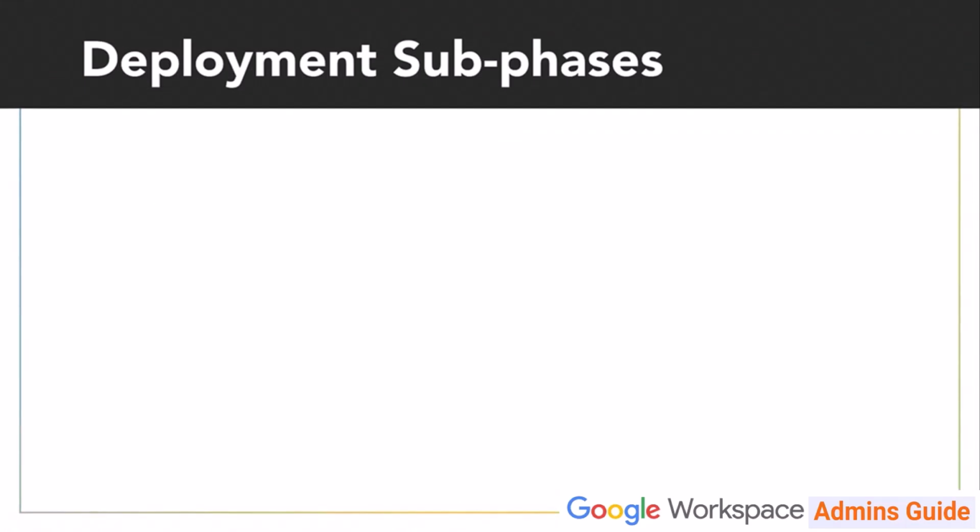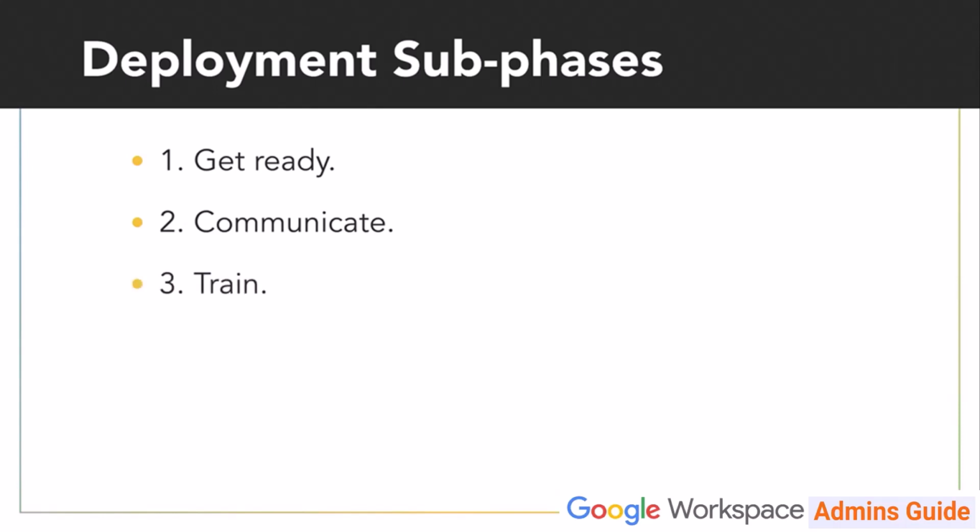Within each of these phases are 3 sub-phases: get ready, communicate, and train. These sub-phases may also overlap as you release Workspace to your different user groups, and you should be prepared for each group to have different support needs. Now, let's take a closer look at these tasks.